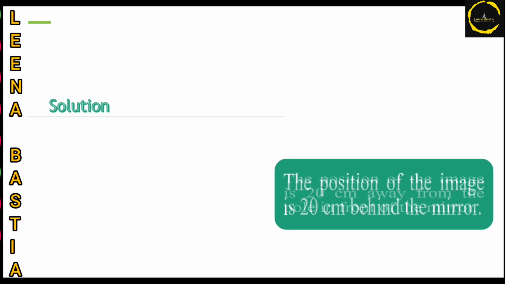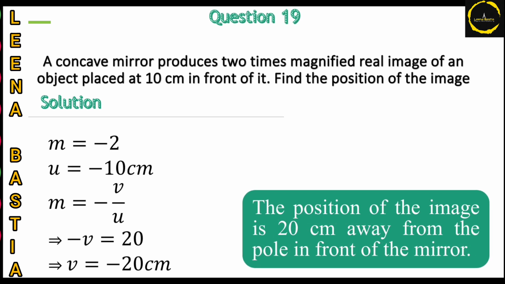Children, let us proceed to question number 19. The concave mirror produces 2 times magnified real image of an object. Again, it is a concave mirror, but here just remember that it is saying real image. If it is a real image, then the magnification will be negative. If it is a virtual image, the magnification value will be positive. Again, it is 2 times magnified. The object is placed at 10 centimeter in front of it. Find the position of the image.